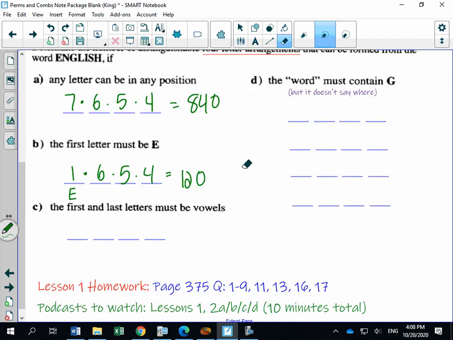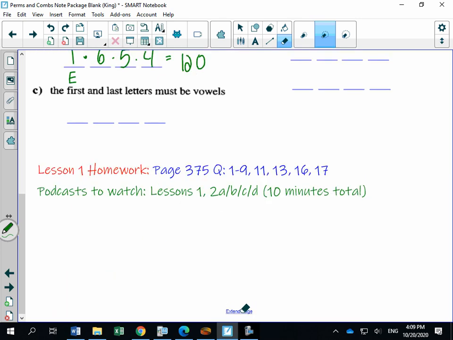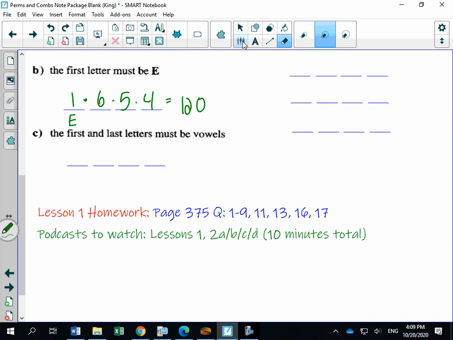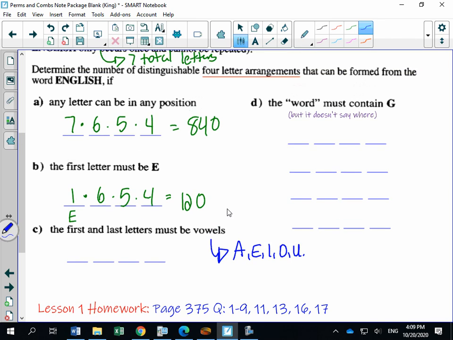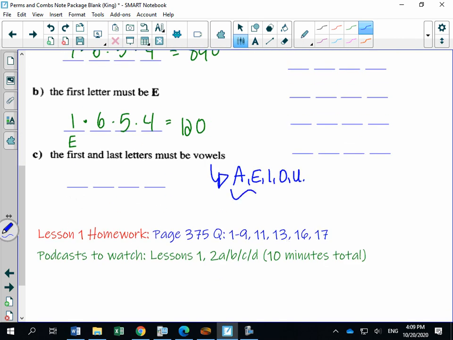Okay, C. The first letter and the last letter must be vowels. All right, so you got to say to yourself, what are the vowels in the English language? A, E, I, O, and U. Those are the vowels. Then look at the word English. What are the vowels in English? So in English, there's an E and an I in that word. So what that means is out of the vowels in the word that they gave me, I only have 2 vowels.